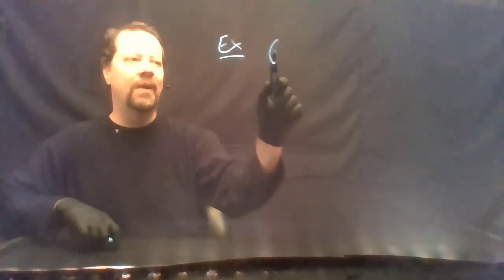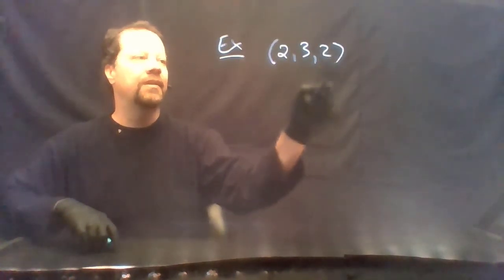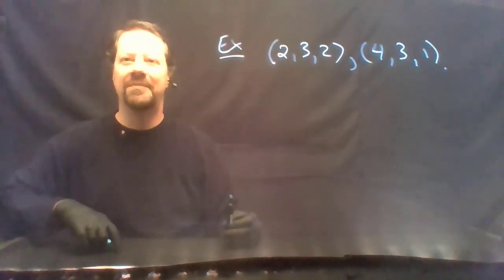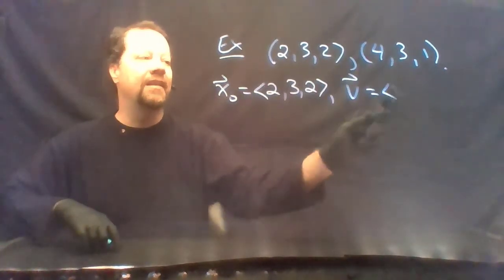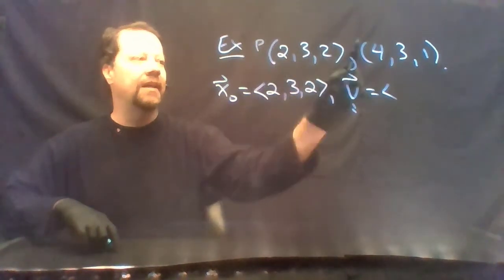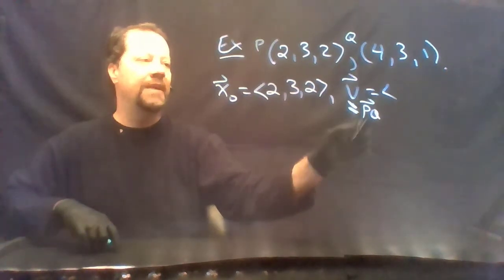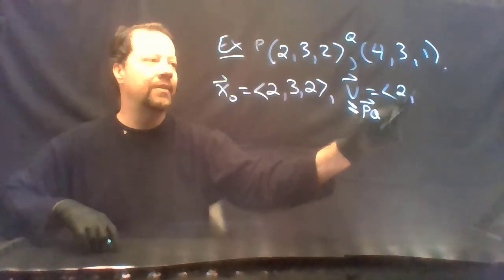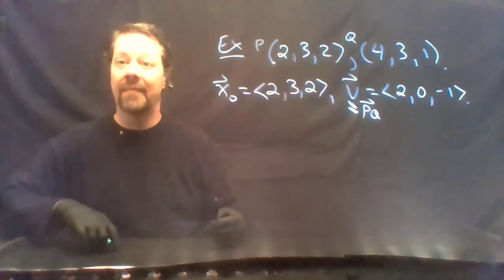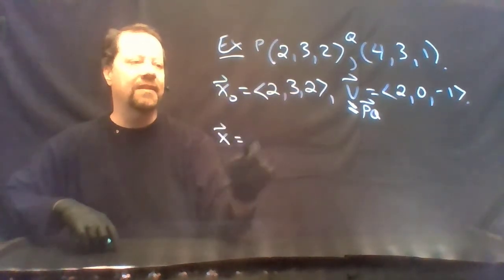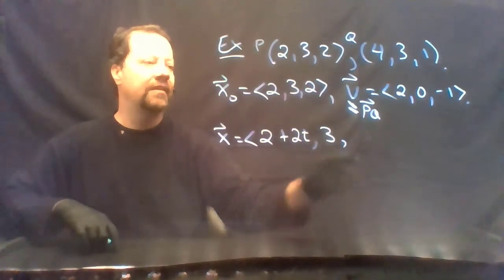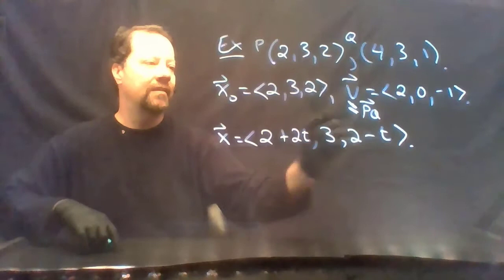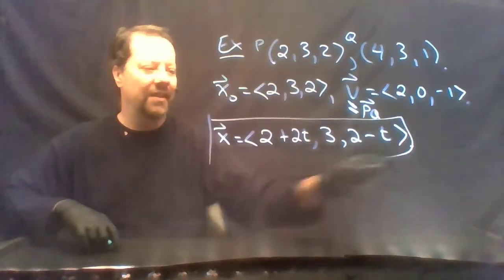Both are correct. For example, let's suppose that we want to find the equation of the line that passes through the point 2, 3, 2 and the point 4, 3, 1. First, we'll choose x naught to be 2, 3, 2 and the vector v to be, if this is P and this is Q, the vector PQ. We'll take Q minus P, that'll be 2, 0, negative 1. It follows then that the equation of the line is given by x equals 2 plus 2t, 3 plus 0t, and then 2 minus t. The equation of the line.